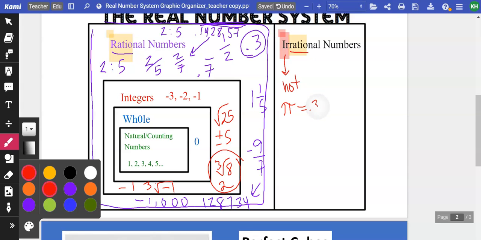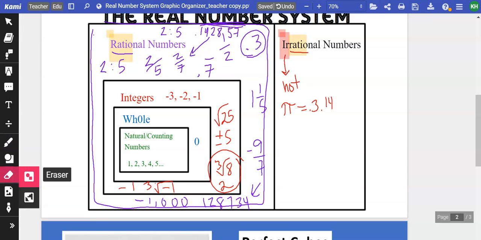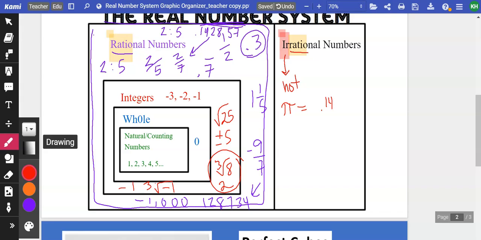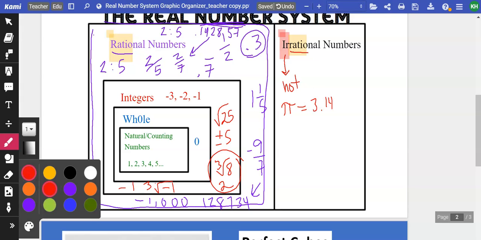Pi is equal to 3.14. That's going to bother me that we have a decimal in front. Let me fix that. 3.141592, etc. Another example of an irrational number would be e. E is equal to 2.718, etc. It goes on forever and it has no pattern. So an irrational number, when you look at the decimal expansion, it goes on forever and has no pattern.